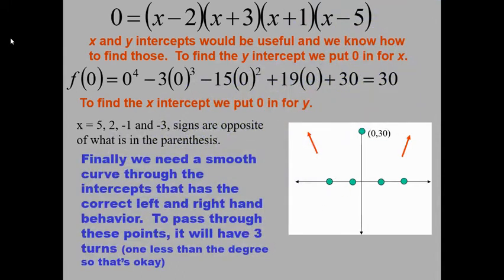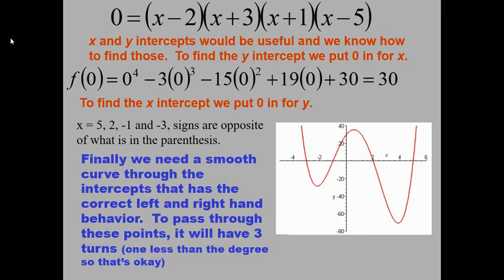Finally, we need a smooth curve through the intercepts that has the correct left and right hand behavior. To pass through these points, it will have 3 turns, one less than the degree, so that's okay. And notice that we have 3 turns, a minimum, a maximum, and then another minimum.